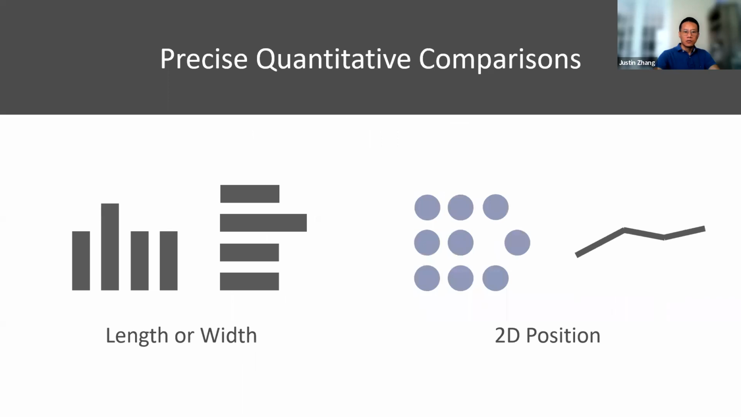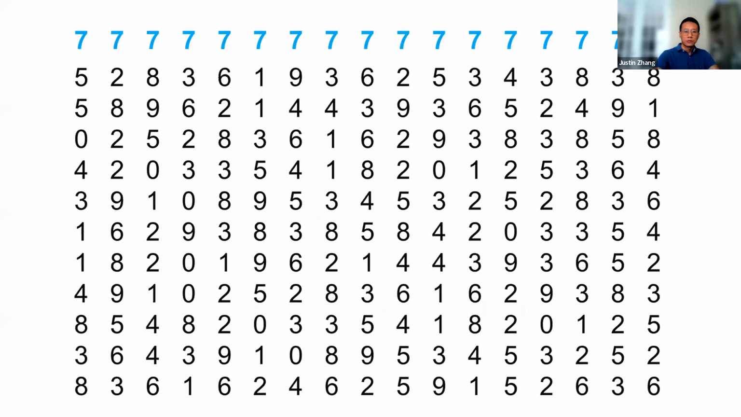Others include length or width and position. In addition, order is also important. If we reorder the original data set, we can now see that there's exactly one row of 7s on the first row. So we now have information about this data that we did not have before. By changing the order, we can quickly turn data into information. That's another very important pre-attentive attribute.